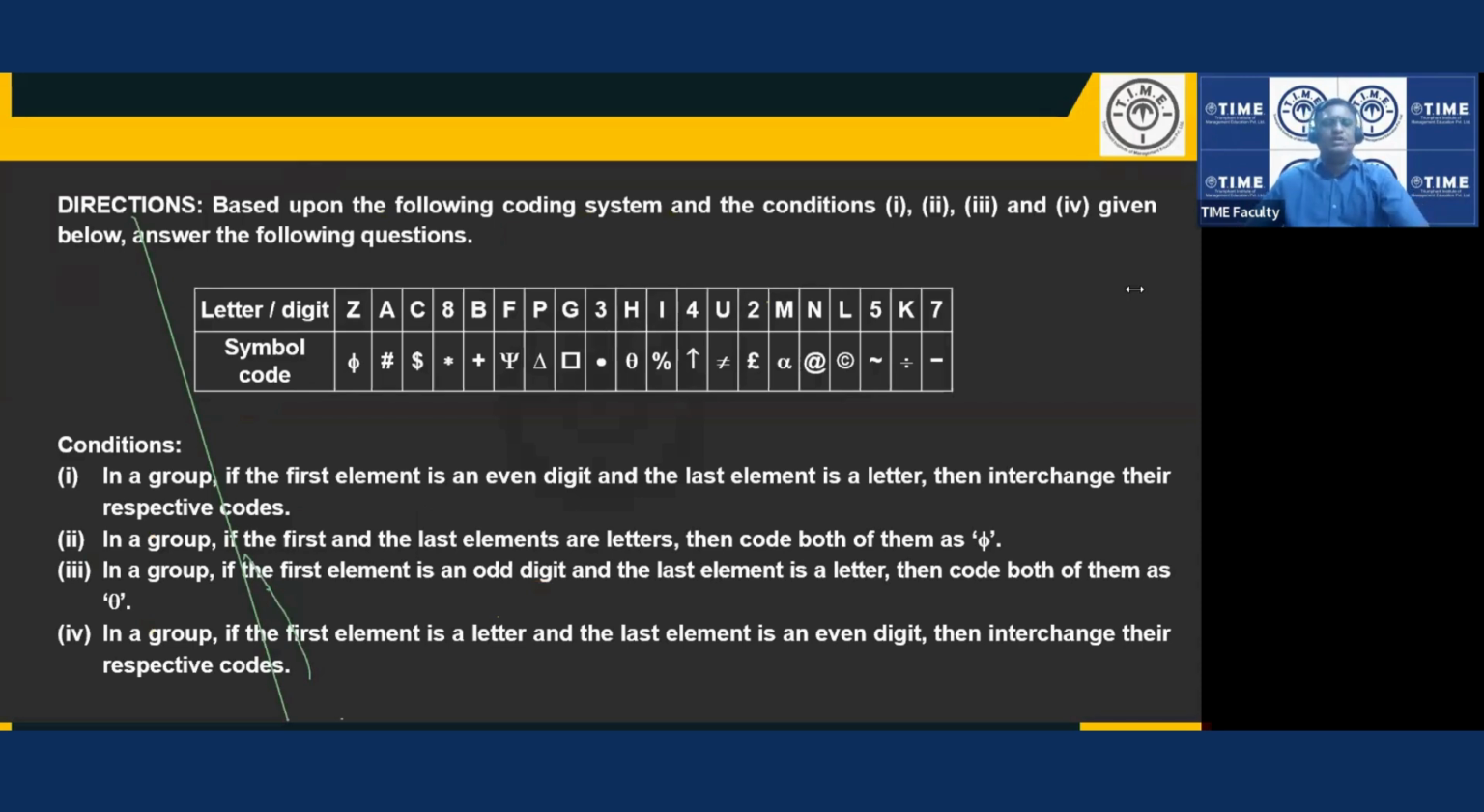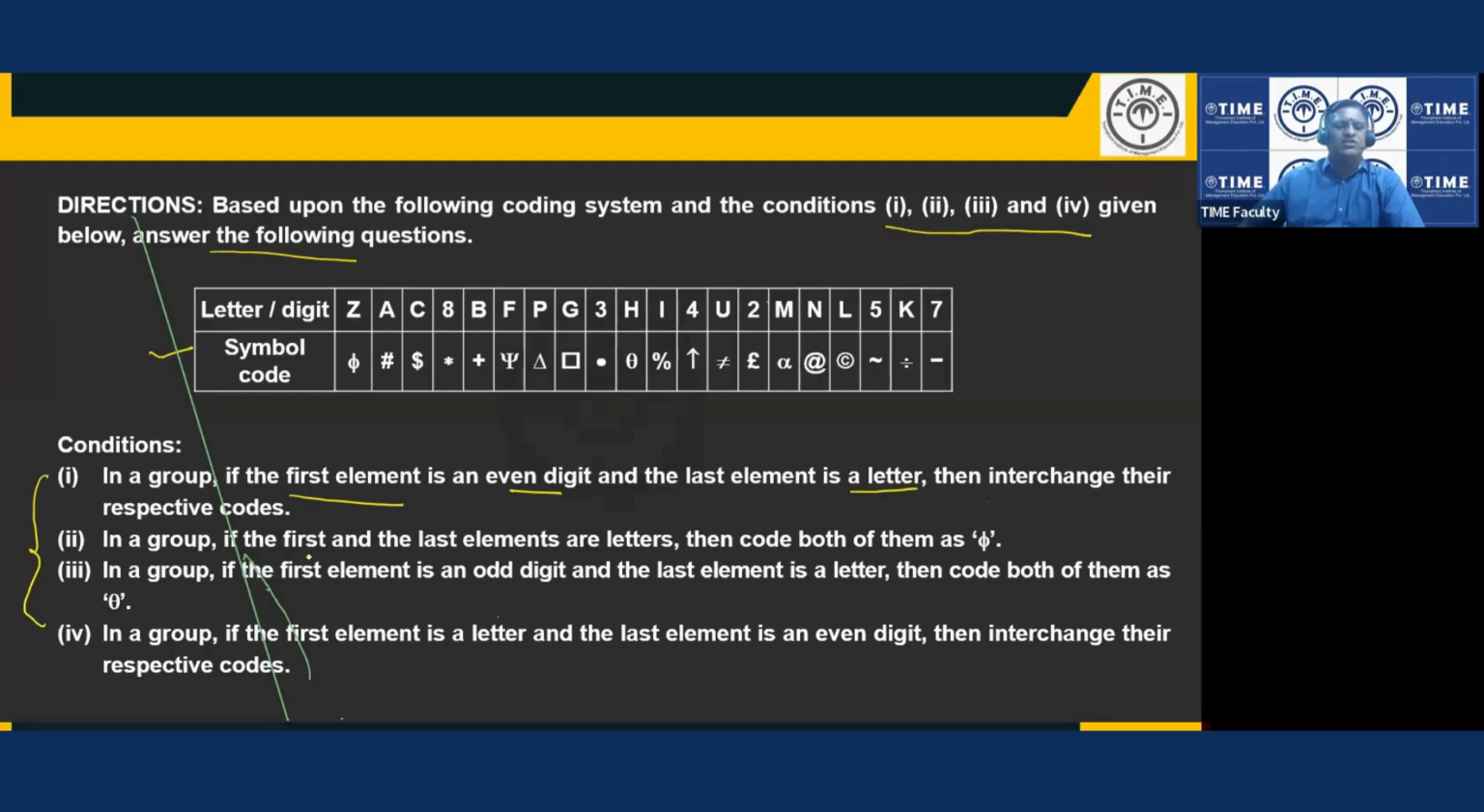Next. Coming to this coding decoding, one of the types is passages. Based on the following coding system and the conditions 1, 2, 3 and 4 given, here are the conditions 1, 2, 3, 4. Answer the following questions and use the table also. What are the conditions? Let us see. In a group, if the first element is an even digit and the last element is a letter, then interchange the codes.